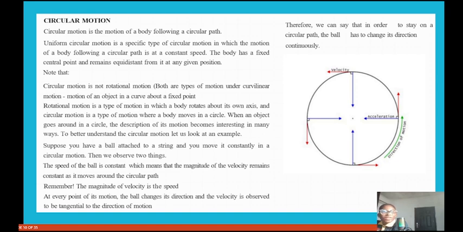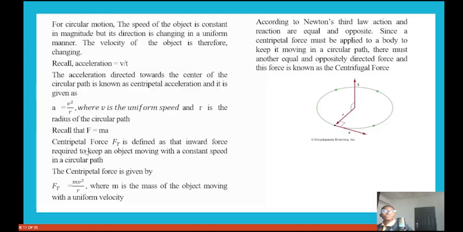The speed of the ball is constant, which means the magnitude of the velocity remains constant. When you attach the ball to a string and start swinging it, we notice that the magnitude of the velocity remains constant around that circular path. Don't forget that the magnitude of velocity is speed. At every point of its motion, the ball changes its direction and the velocity is observed to be tangential to the direction of motion.